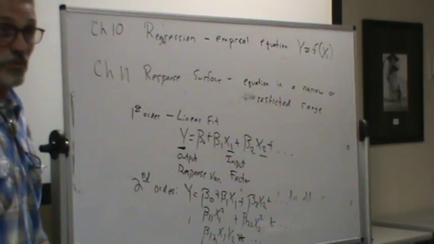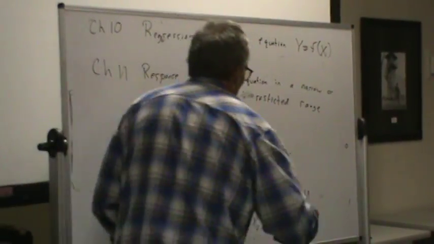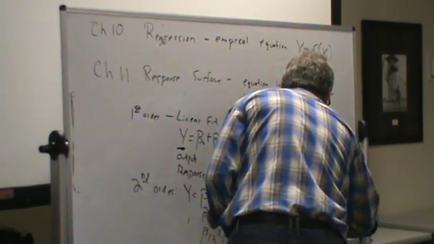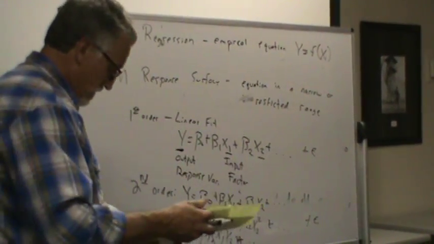So it depends on what your data is. So that's chapter 10 and chapter 11. Oh, and always at the end, you've got some random error that we have to account for too. Okay, that's fine. All right, so good, we're doing well.